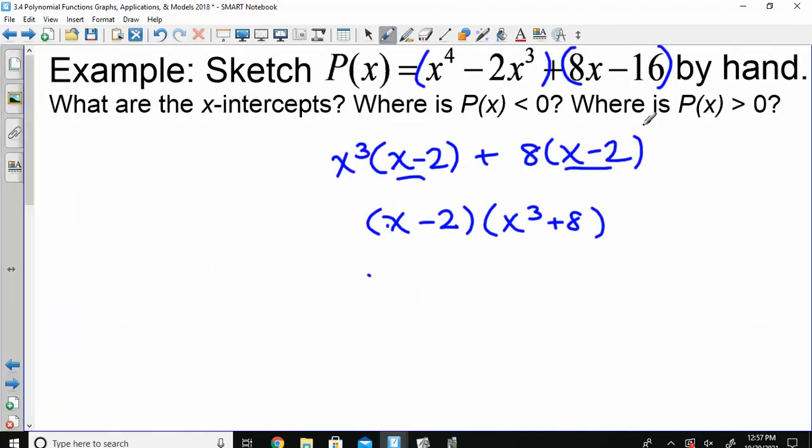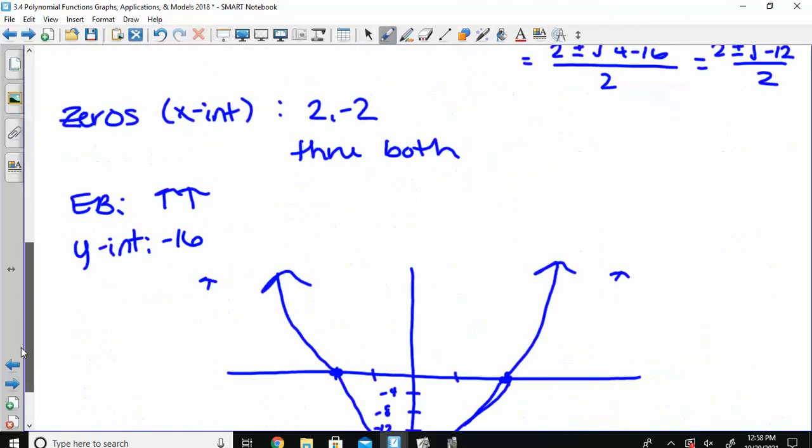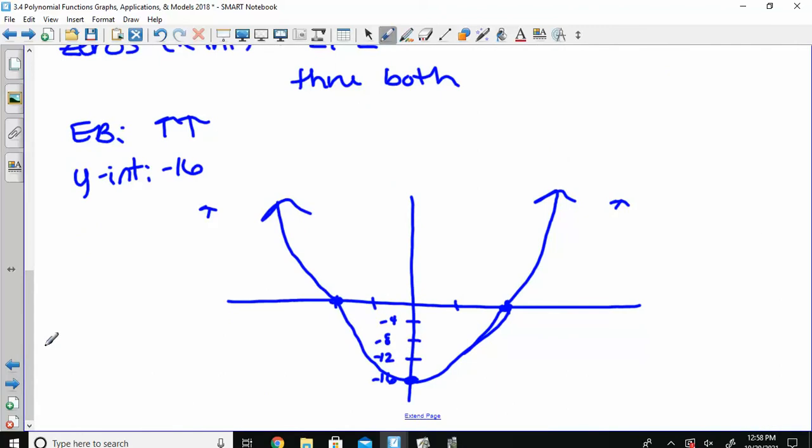On one of these questions, I failed to answer the second part of it, and I just remembered. This one, I asked a bunch of other questions, didn't I? And then I didn't even answer any of them. I apologize for that. So let's run back to that example real quick. I asked you what are the x-intercepts. What's another word for x-intercepts? Zeros. What did we get for the zeros? Okay. This says where is p of x less than 0? So look at your graph. Where is that graph less than 0?